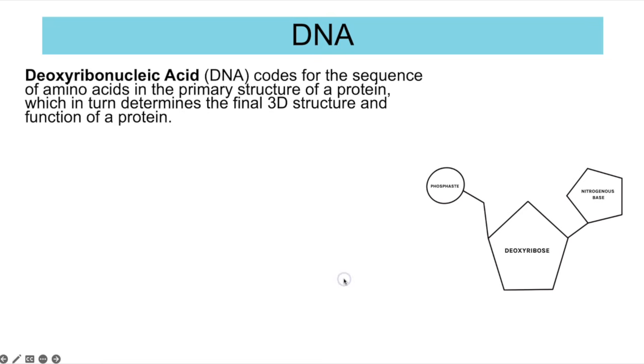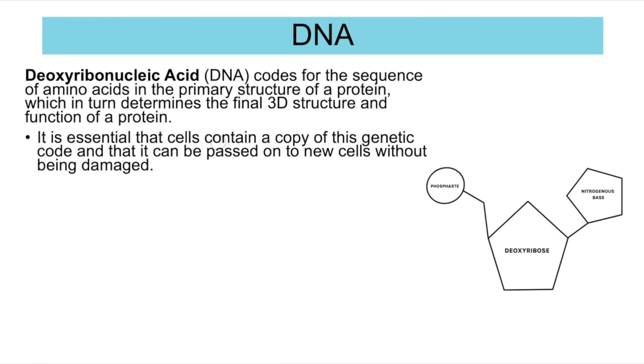So if we have a look at DNA in a bit more detail, DNA, or deoxyribonucleic acid, codes for the sequence of amino acids in the primary structure of a protein, which in turn is what determines the 3D structure and function of a protein, because it determines where the bonds can occur and therefore how it folds in that 3D shape.